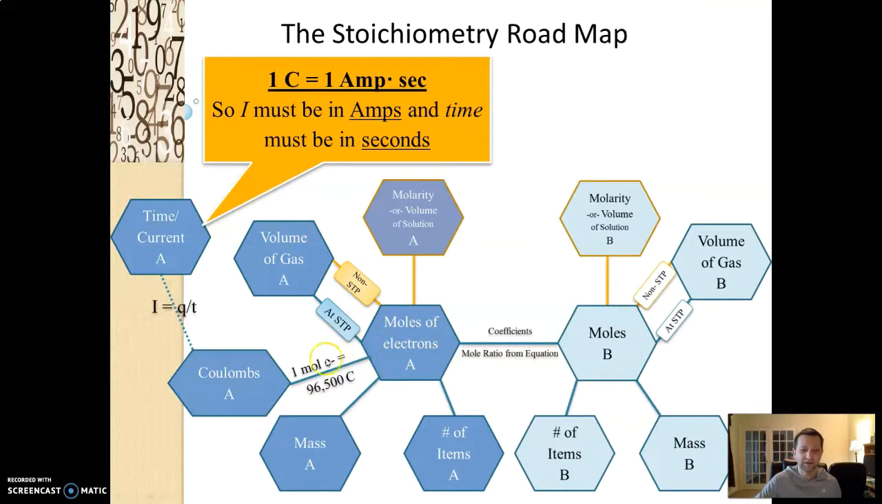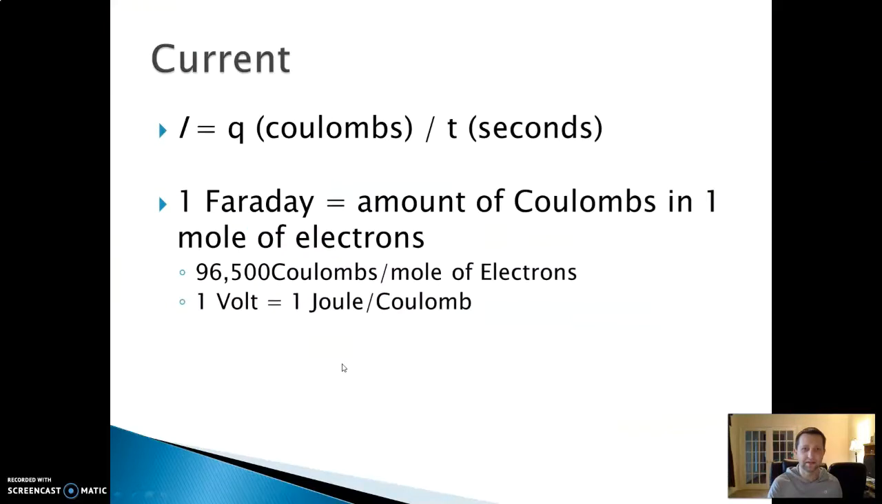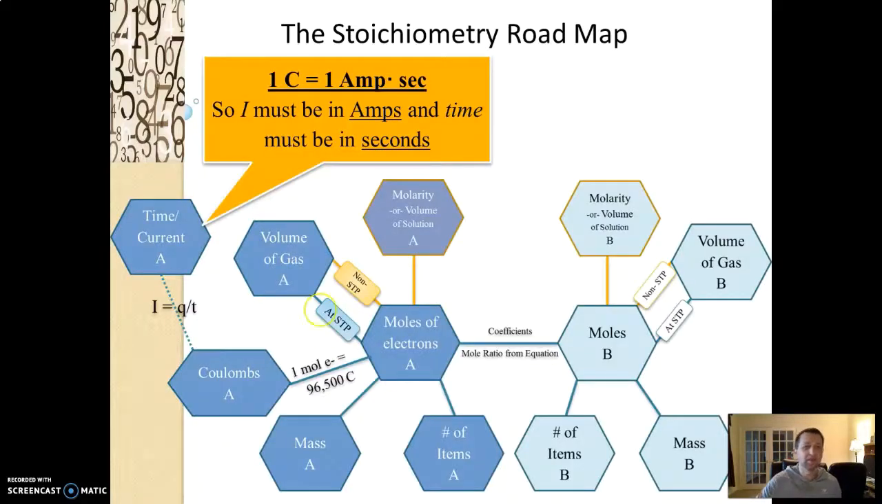I need to convert that into coulombs. So I can convert moles of electrons into coulombs using this conversion here, which is Faraday's constant, right? Just defined it here, and we used it already in a previous part of the unit. And once I get my coulombs, I can convert that into time or current, because current is coulombs per second.